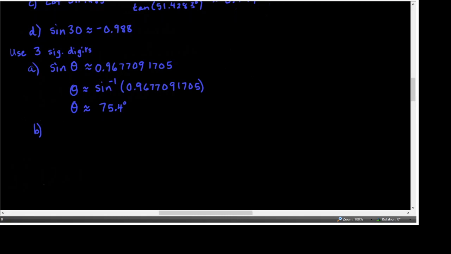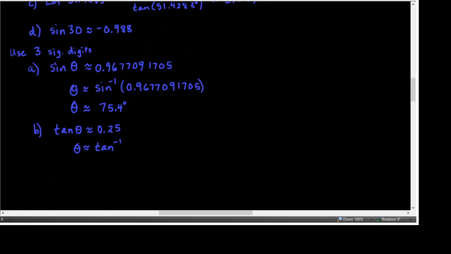Okay, the next one says use a calculator to find an angle theta in radians that satisfies the equation tangent of theta is about 0.25. So make sure you put your calculator in radians, in radian mode. Again, we'll have to use the inverse. So this will be inverse tangent.